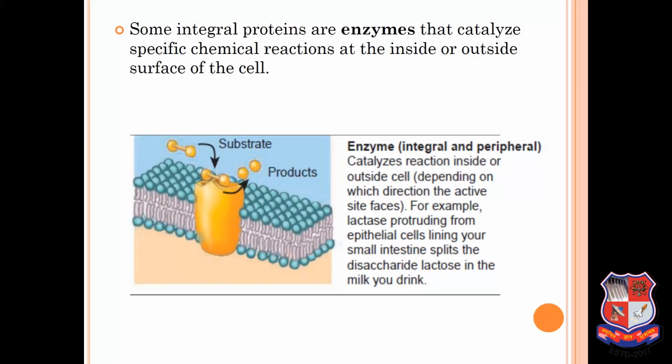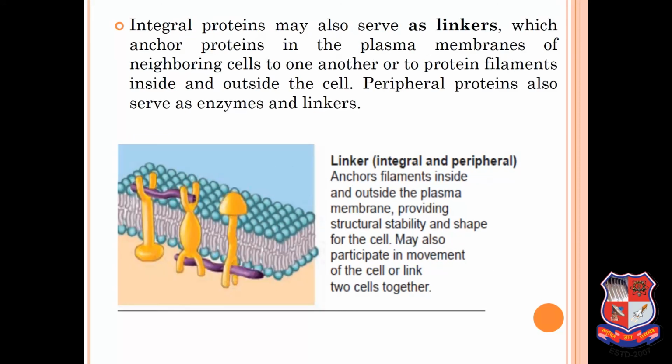Some integral proteins act as enzymes, and we all know the function of enzymes: enzymes catalyze specific chemical reactions. So here the integral proteins are enzymes, and they catalyze specific chemical reactions at the inside or outside surface of the cell. Integral proteins may also serve as linkers, which anchor proteins in the plasma membranes of neighboring cells to one another, or to protein filaments inside and outside the cells. Peripheral proteins also serve as enzymes and linkers.